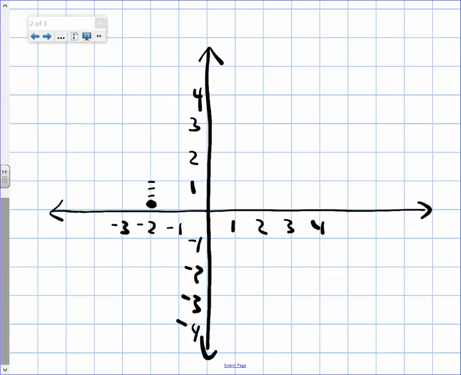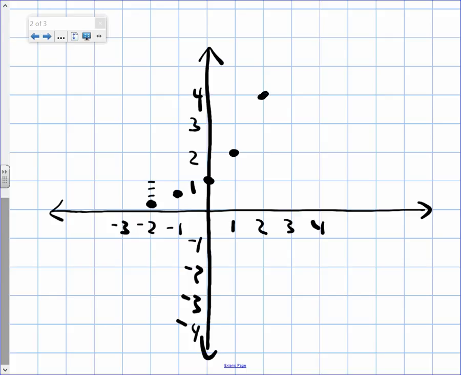-1, 1/2, right here. A little higher. 0, 1. 1, 2. 2, 4.